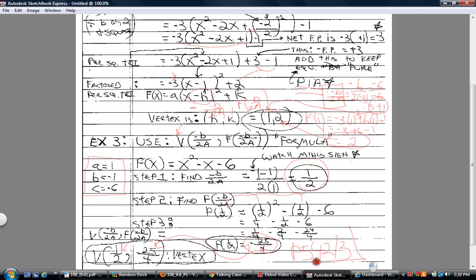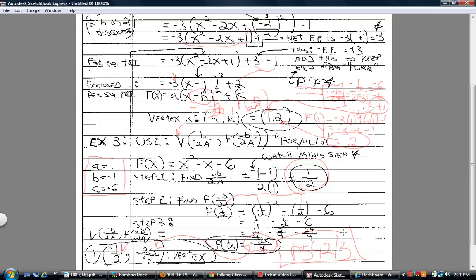Okay, class. Hey, I'm going to sign off here now. We've done page 2. Hopefully you get the idea that the line of symmetry is negative b divided by 2a. Take that result and find the output of it in the function to get the y-coordinate.